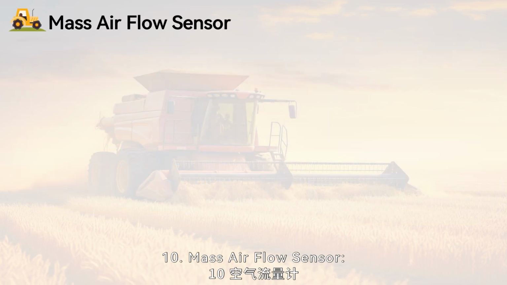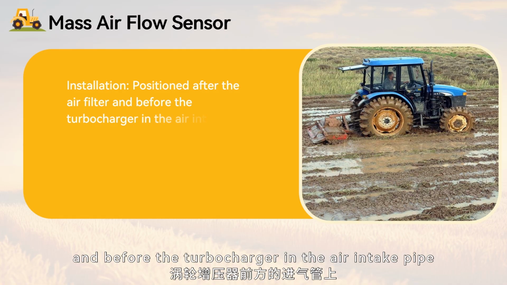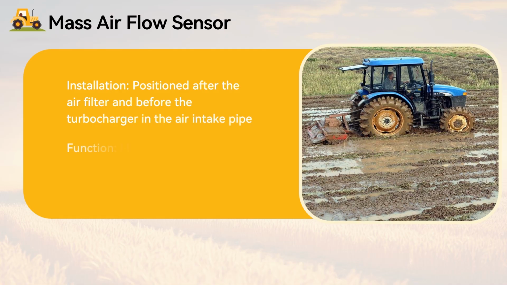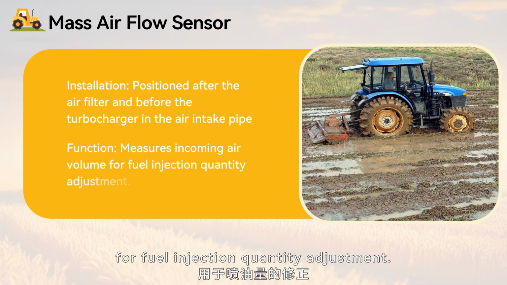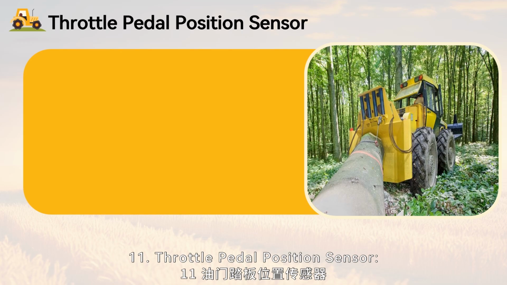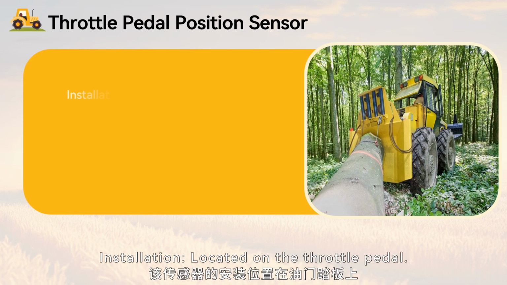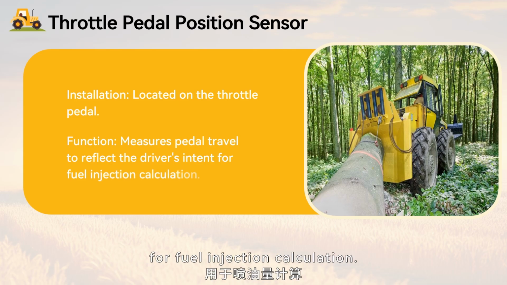10. Mass airflow sensor. Installation: positioned after the air filter and before the turbocharger in the air intake pipe. Function: measures incoming air volume for fuel injection quantity adjustment. 11. Throttle pedal position sensor. Installation: located on the throttle pedal. Function: measures pedal travel to reflect the driver's intent for fuel injection calculation.